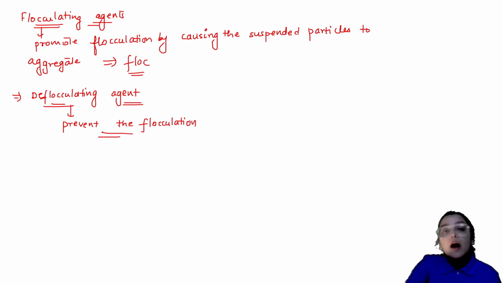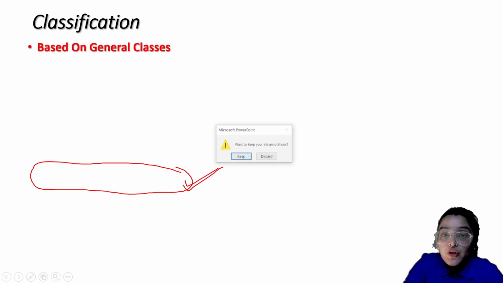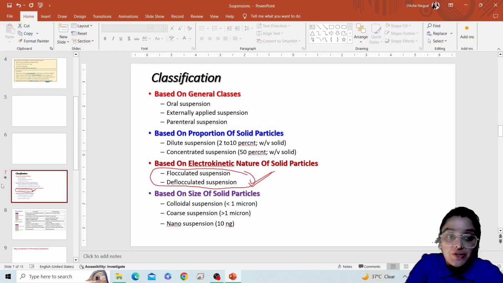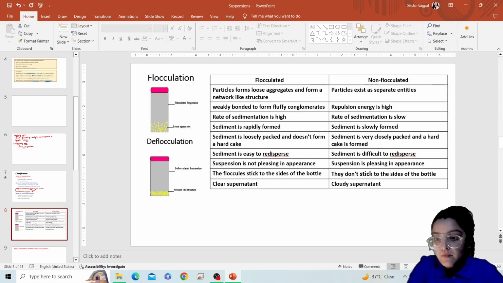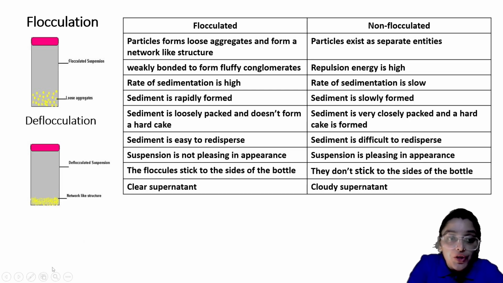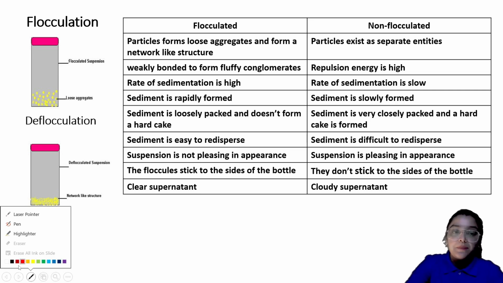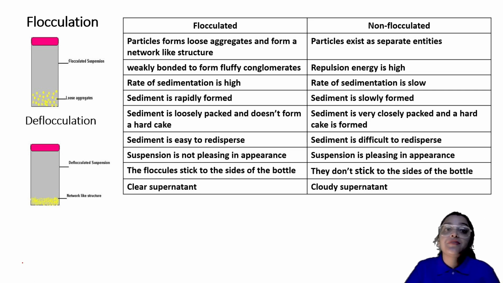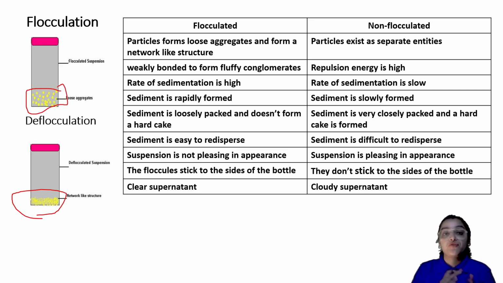Okay students, so now let's see what flocculation and deflocculation mean. Flocculation, you can see in the photographs on the side, that the flocculated suspensions have these loose aggregates in them, while in deflocculated suspensions, the particles exist as individual entities. They are not forming any flock, they are separate.